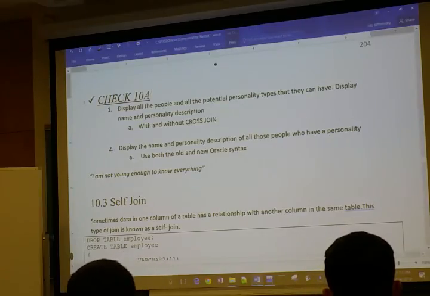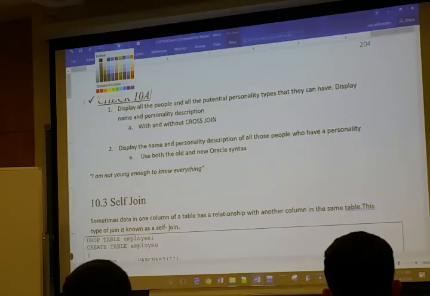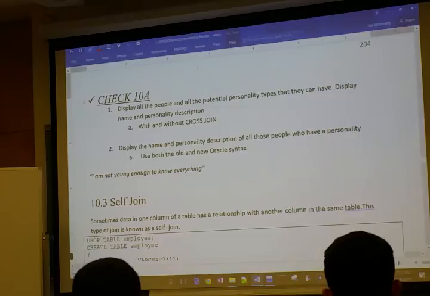so here once again we have the person's table.